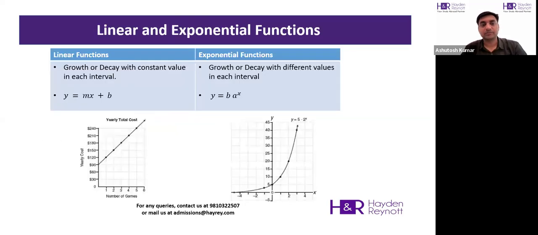Now, let's try to understand the difference between a linear function and an exponential function. First, in a linear function, the growth or decay is by a constant value in each interval. For example, something is increasing by 2 every hour, every minute, every day, every week, every year. It's like increasing by a constant value, 2 or 200 or 2000 or 2 lakhs, but it will be constant in each year.